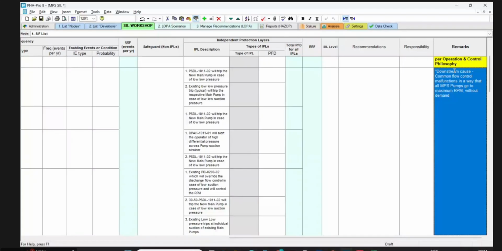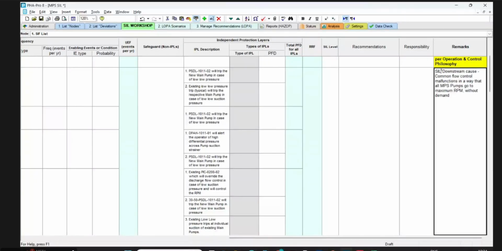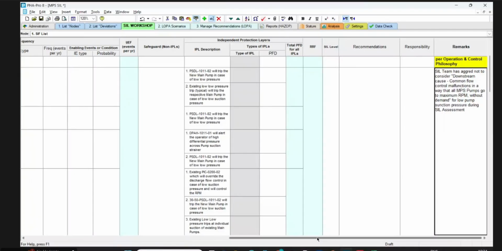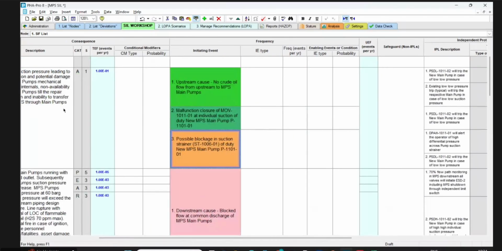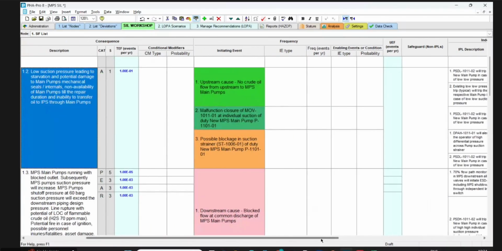I saved it. As agreed, low suction pressure, low pump suction pressure, during SIL assessment. Okay, dear. So this is okay, and I remove it. This is not the right cause. So guys, for low suction pressure, there are three causes.